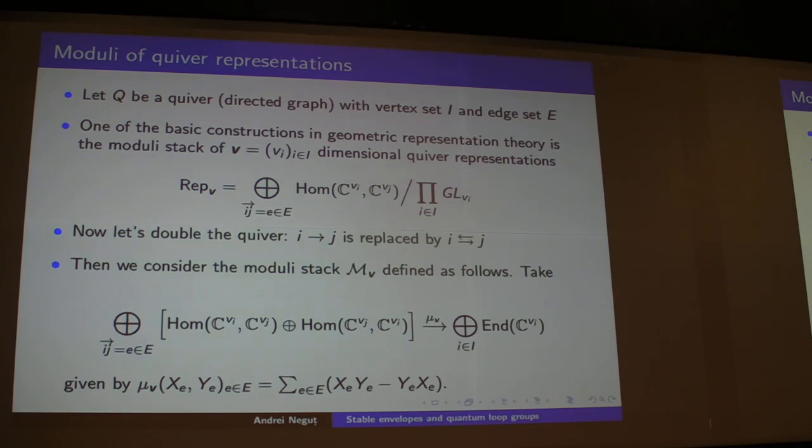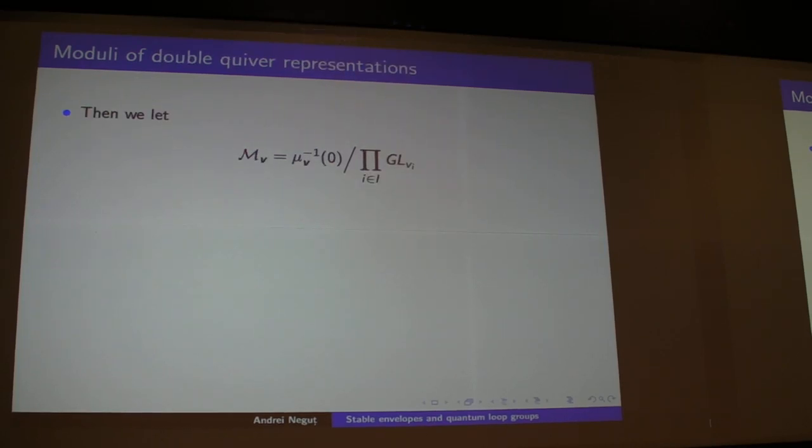Now, if you do this, then you define the moduli space M_V not as the affine space of homomorphisms modulo the product of GL_Vs, but you define it as the inverse image of zero modulo the product of GL_Vs. So basically, this is an affine subvariety cut off by quadratic equations in affine space, modulo the action of a product of general linear groups.